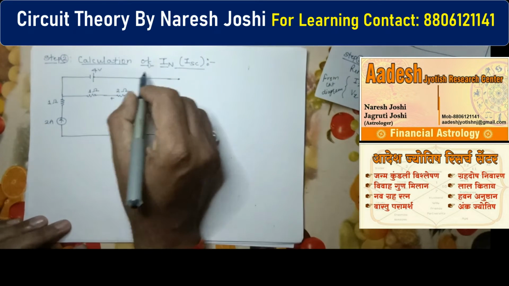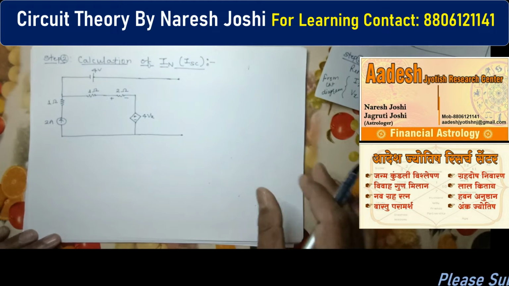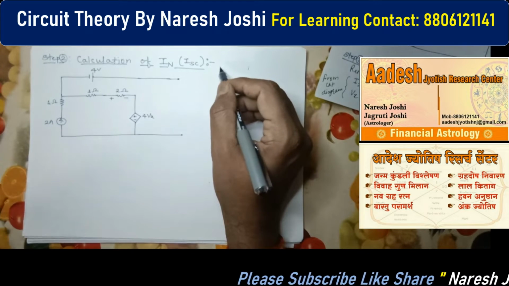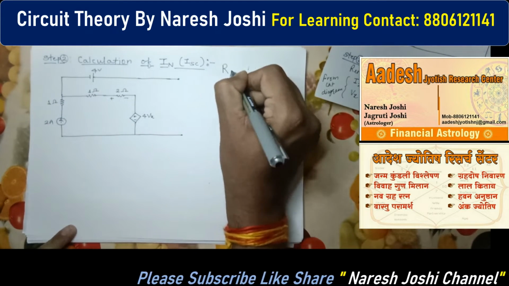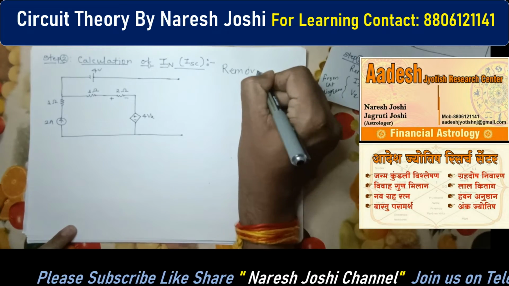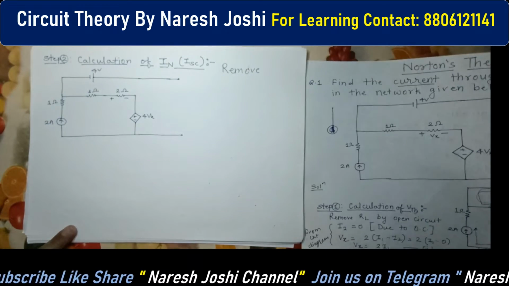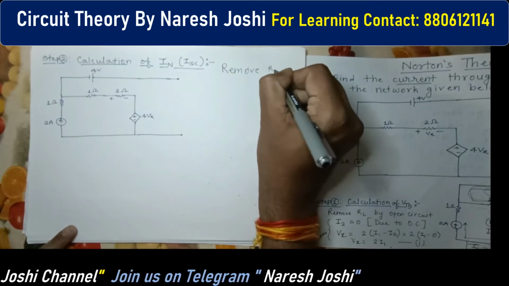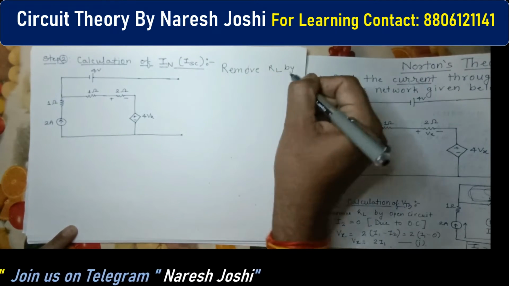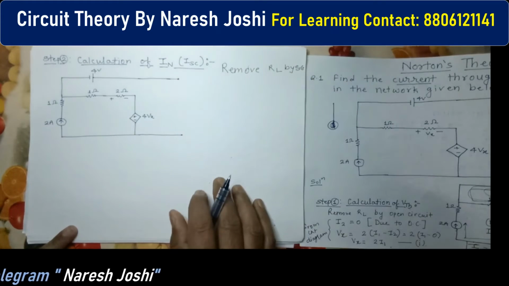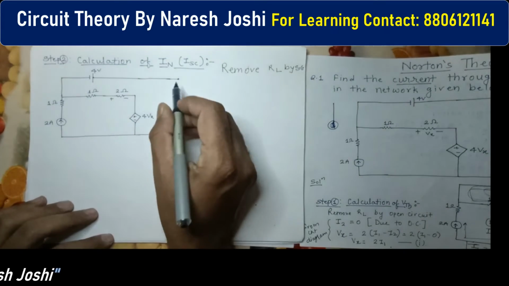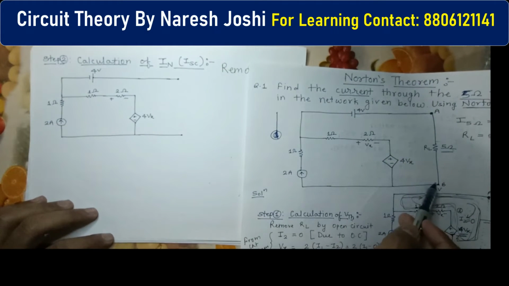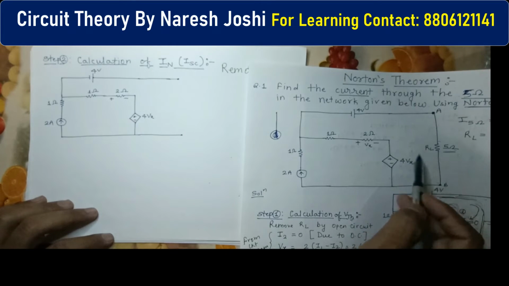So calculation of IN in this step number 2. When we have to go for the calculation of IN, what we have to do is remove RL by short circuit. SC means short circuit. Clear? So here this is our load resistance. You can see in this diagram. Clear? This is our load resistance. So we have to remove this load resistance by the short circuit.